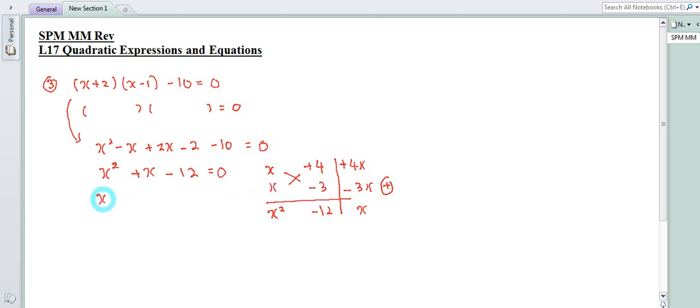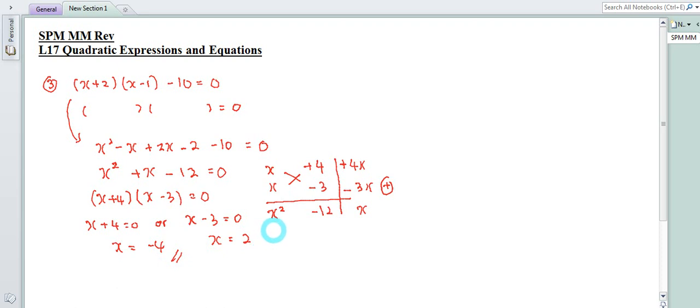This combination, correct. So x plus 4, x minus 3 is equal to 0. So same thing again, x plus 4 equals 0, or x minus 3 equals 0. So x is equal to 2, or x is equal to negative 4. Oh, sorry, a mistake here. This is not 2, should be 3. So x is equal to 3, or x is equal to negative 4.